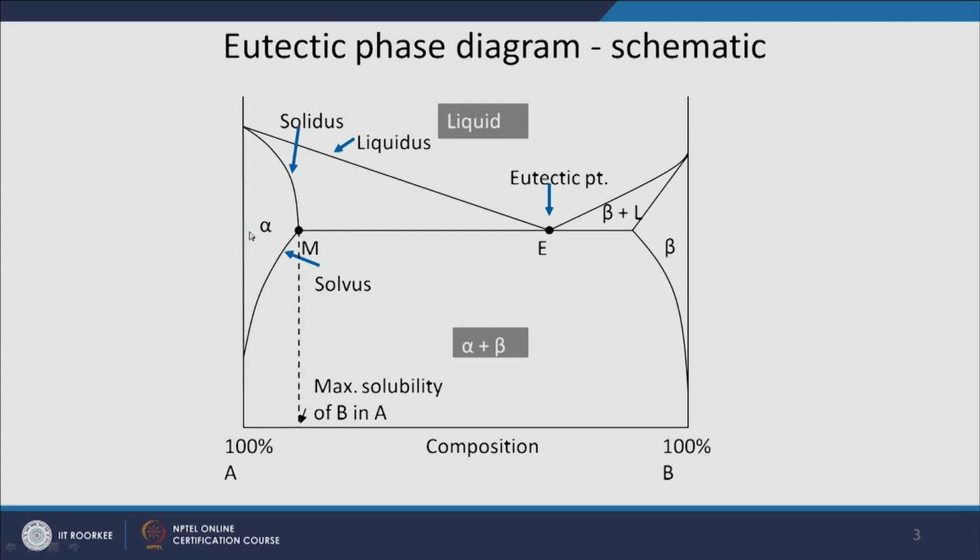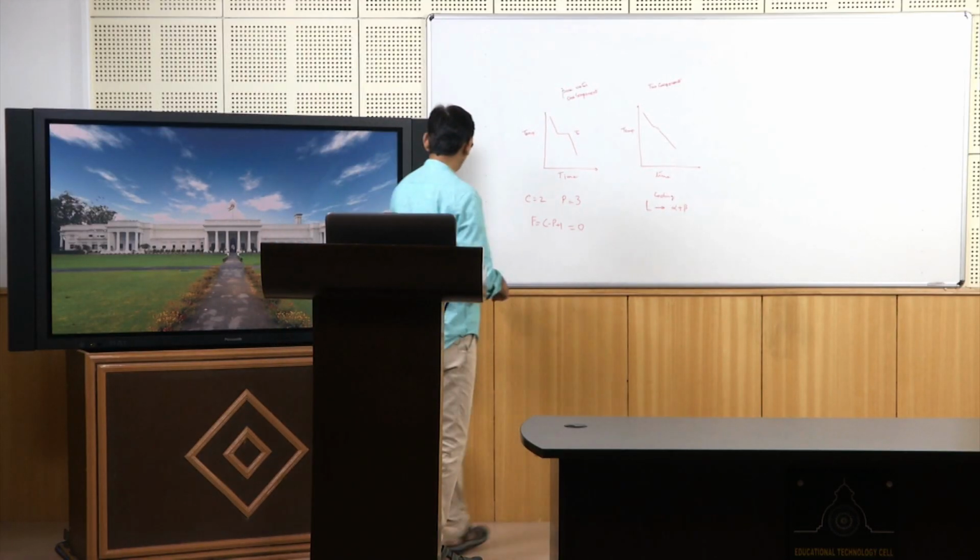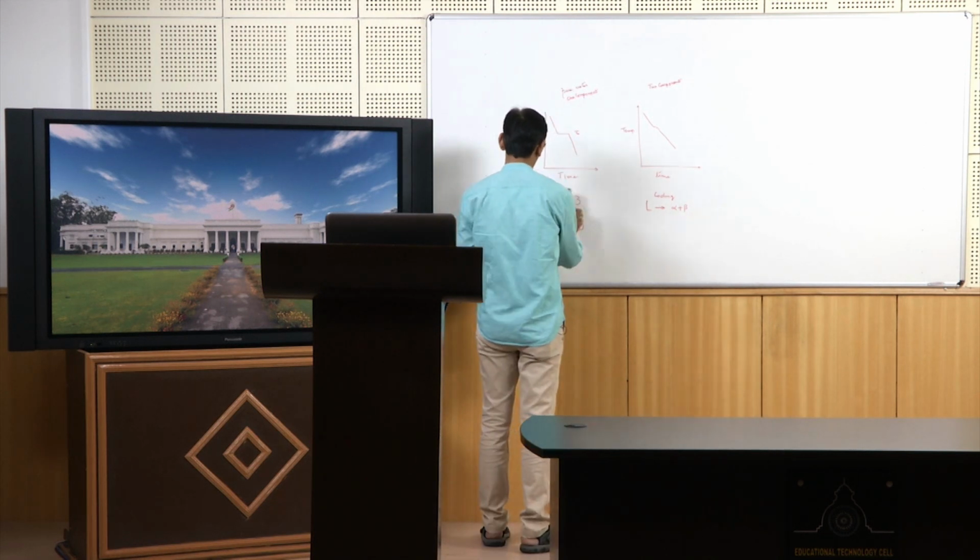Similarly, you have alpha here at the left corner, liquid phase above. So, any phase region between these two single phases will have a two phase region which will be alpha plus liquid in this case and beta plus liquid in this case. Okay. So, let me draw it and show you all these things on the board.